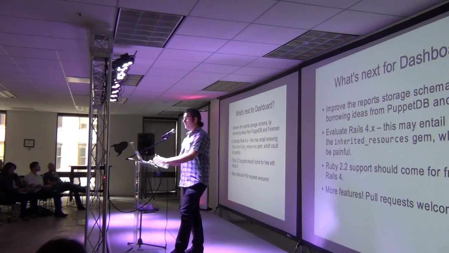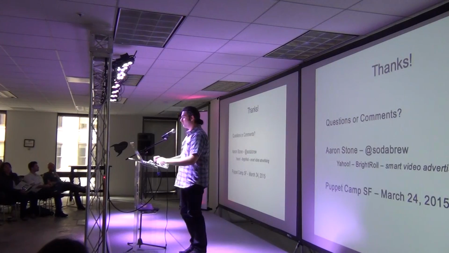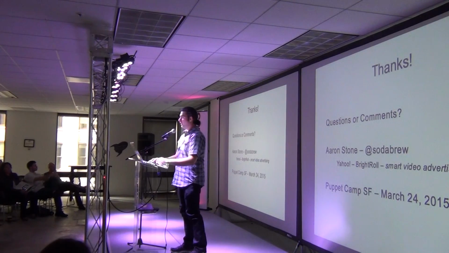Improve the report storage schema, and figure out if I can move to Rails 4. There are a couple of gem dependencies that might be a real nightmare here. Ruby 2.2 support should come for free with Rails 4. Now I know that Puppet itself is moving off of MRI Ruby, which is sad because MRI Ruby is finally getting fast enough, but so it goes. More features, pull requests welcome. Thanks. And then questions or comments.